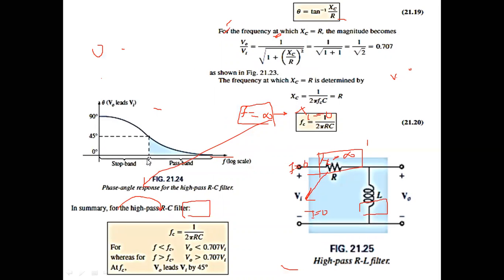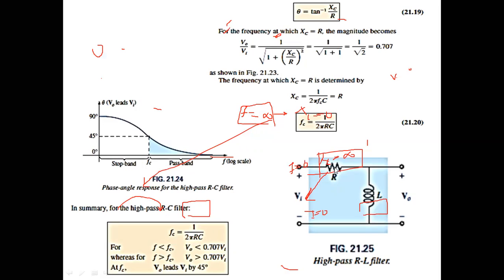And for the critical frequency fc the theta is equal to 45 degrees. So for the high pass, at the low frequencies the theta is equal to 90 degrees, and for the higher frequencies theta is equal to 0. Okay, this is the summary of the previous results of the high pass filter.